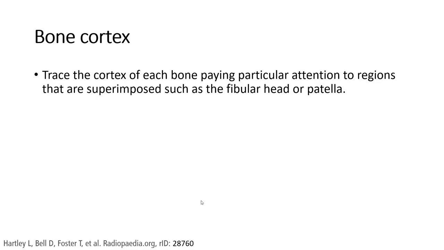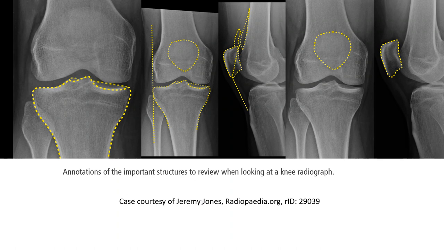Bone cortex. Trace the cortex of each bone, paying particular attention to regions that are superimposed, such as the fibular head or patella. This is an illustration of the important structures to review when looking at a knee radiograph: focus on the cortical alignment, and also anatomic alignment.